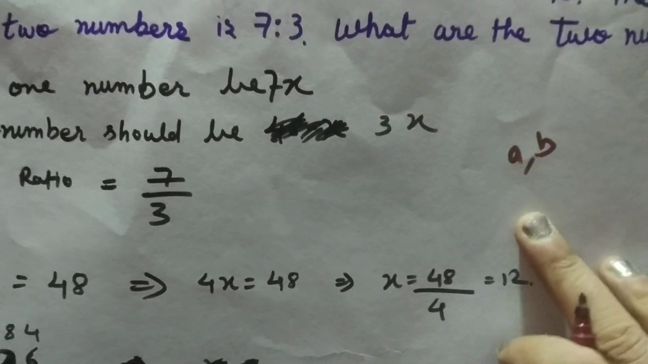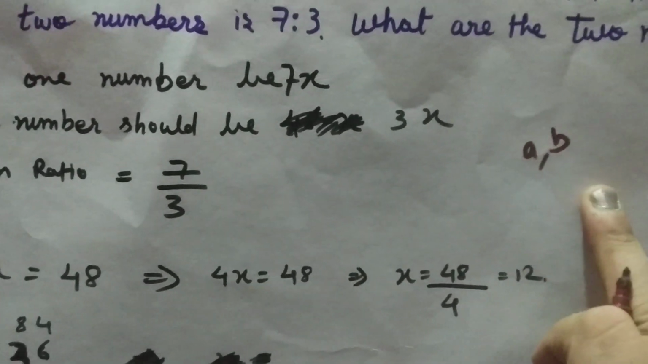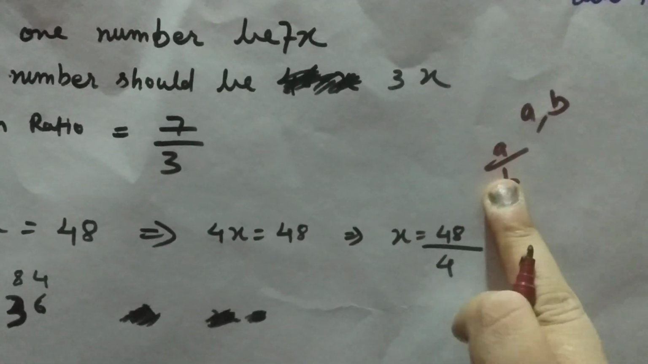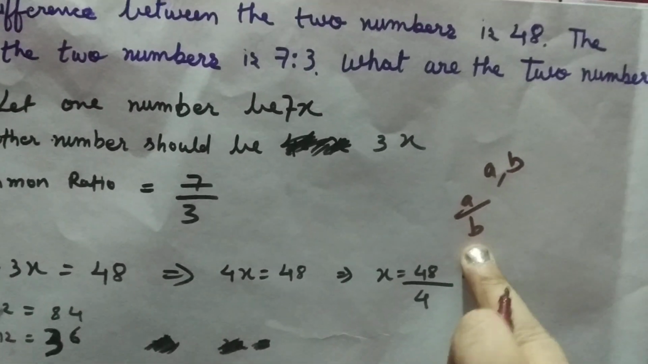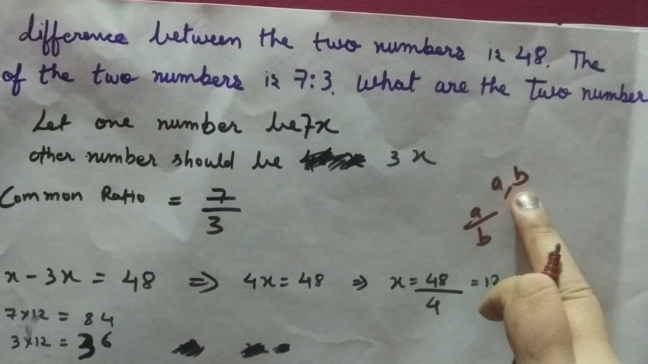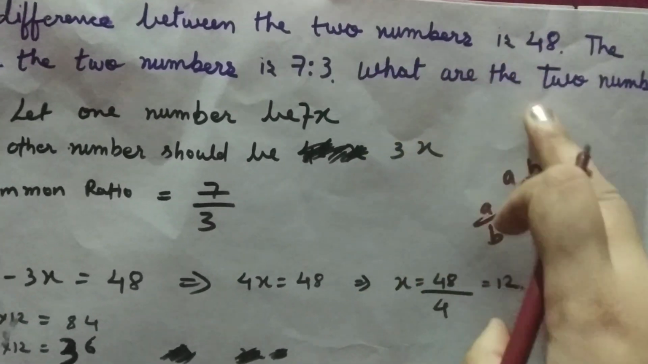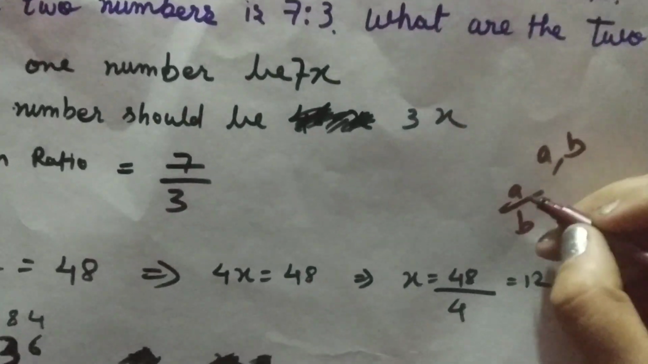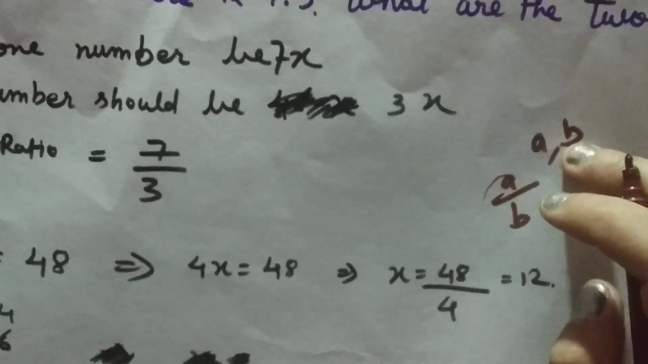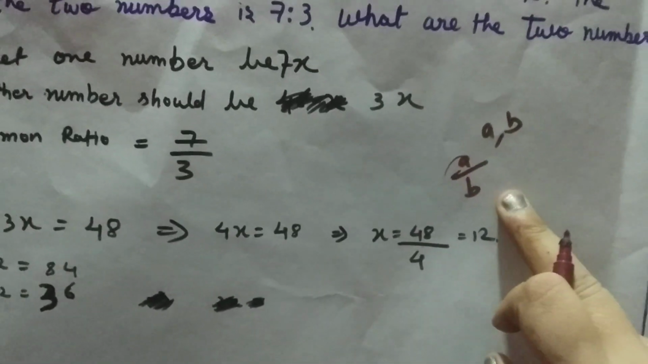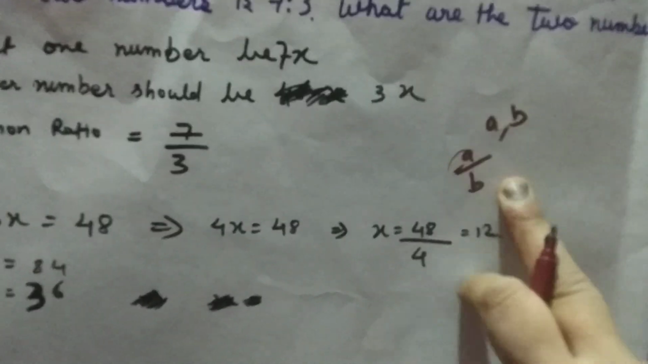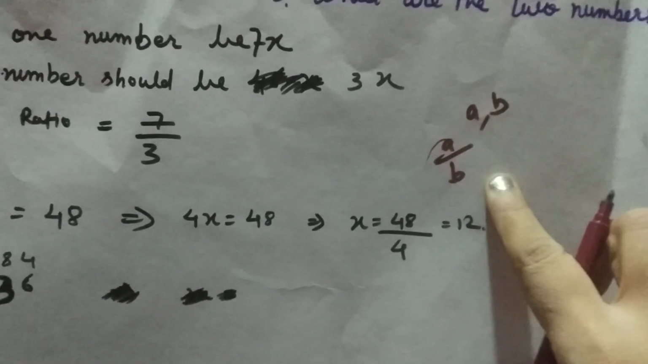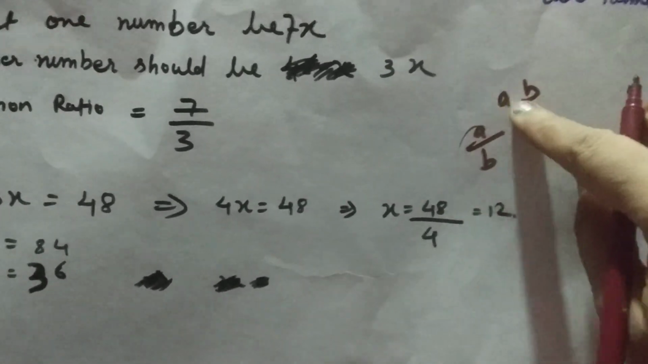Something which is of the same type can be written in the form of a ratio. Like A and B are two numbers, so these can be written in the form of a ratio, and this ratio would be a part of 48. 48 is the difference between the two numbers. This particular ratio is a part of these two numbers. A is a number, B is also a number, and this can be written as a ratio.